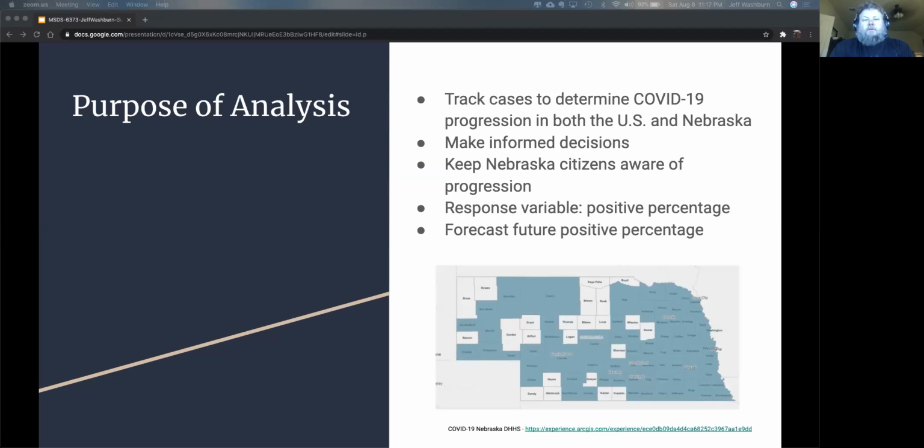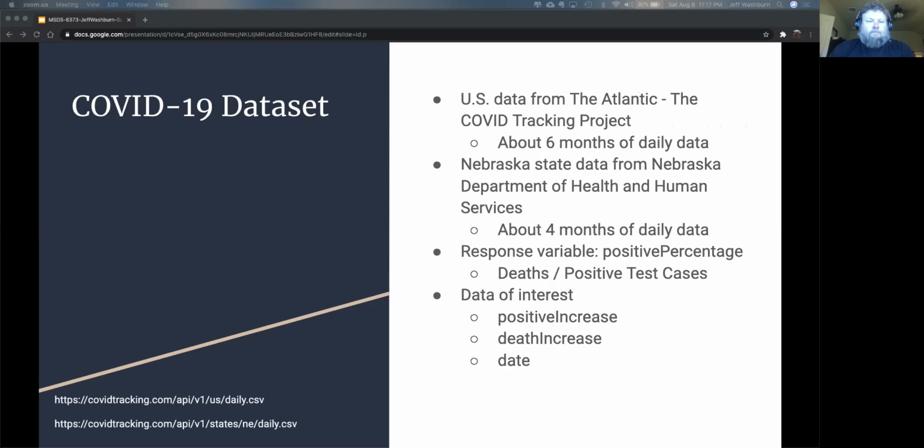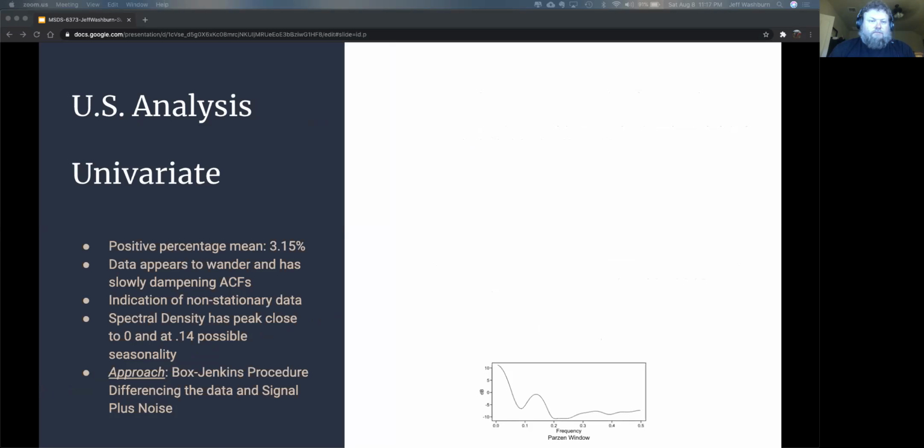I performed both univariate and multivariate models on the US and Nebraska, with a total of 18 models created, 9 analyzing the US and 9 analyzing the Nebraska state data. Again, the United States data was ascertained from The Atlantic's COVID-19 Tracking Project, which has about 6 months of daily data. The Nebraska state data is from Nebraska's Department of Health and Human Services, which has about 4 months of daily data. And to remind the audience, the response variable has been defined as the number of daily deaths divided by the number of daily positive test cases.